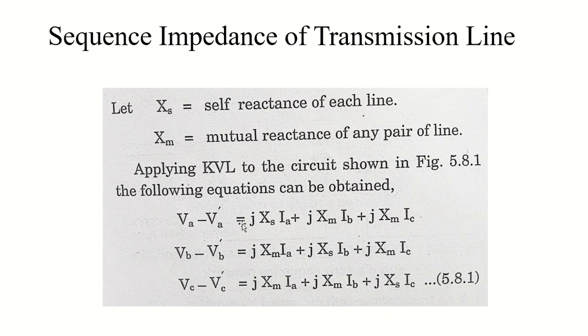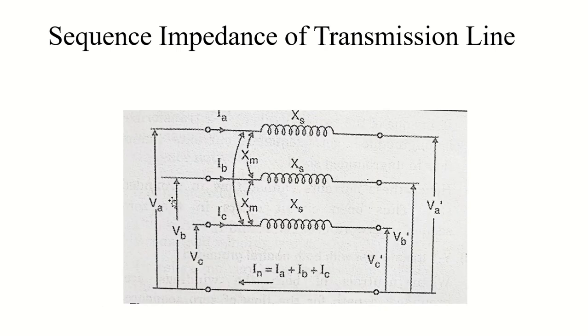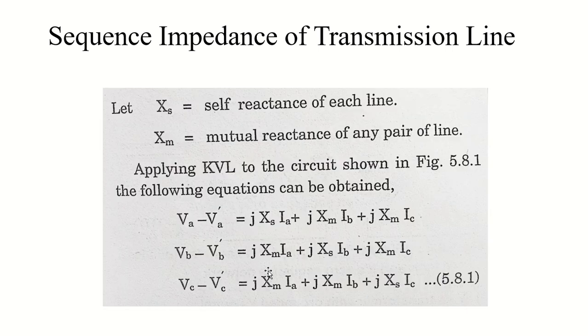In the same way, when we calculate for Vb and Vb dash, whenever you're calculating for Ib, you will include this excess, and for Ia and Ic you will include the value of Xm. You can see it here, and in the same way for Ic, you are including excess for Vc minus Vc dash, and for Ia and Ib, you are including Xm, or mutual reactance.